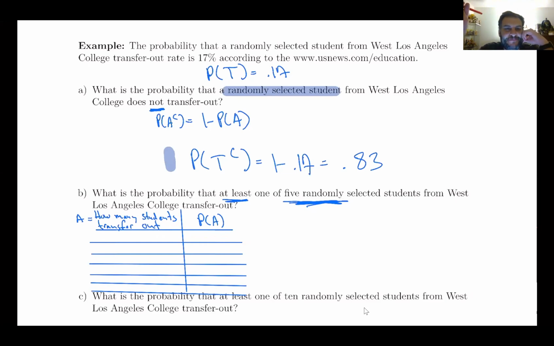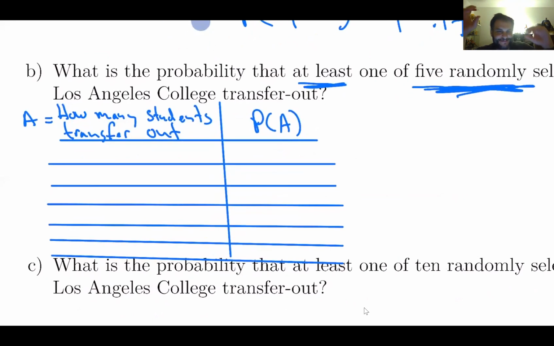Cool. All right. Let me blow that up for you in case you can't see it. So it says, how many students transfer out? And then what I did, I said that is equal to event A. So on the right side, we're going to find the probability of event A. All right. So let's go ahead and do that. So for how many students transfer out?